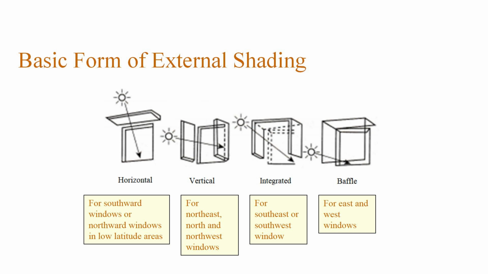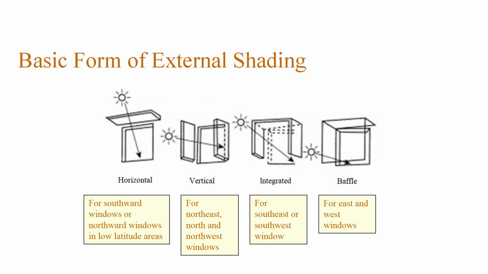Basic forms of external sunshade are horizontal, vertical, integrated, and bevel. The horizontal type is suitable for south-facing windows or north-facing windows in low-altitude areas because it can block sunlight with a large solar elevation angle projected above the window. The vertical type can block the sunlight with a large solar elevation angle obliquely projected from the window side, so it is suitable for northeast, north, and northwest windows.